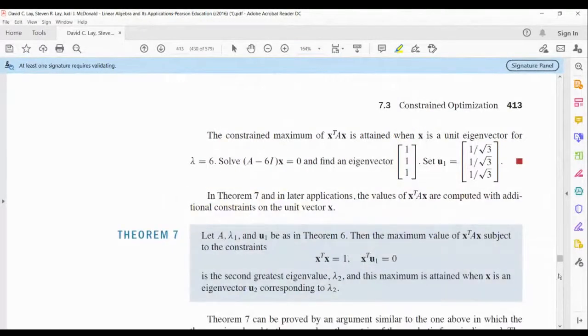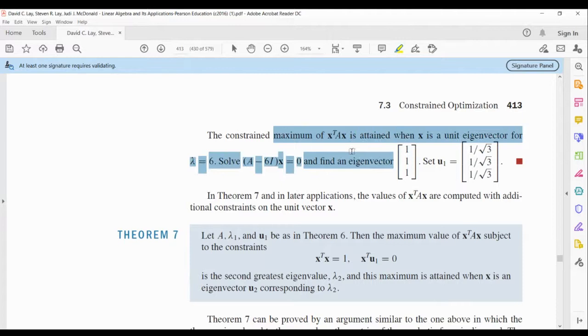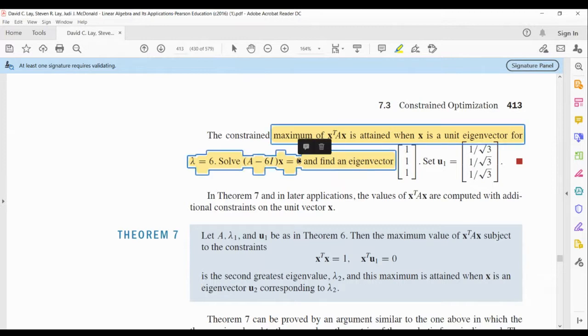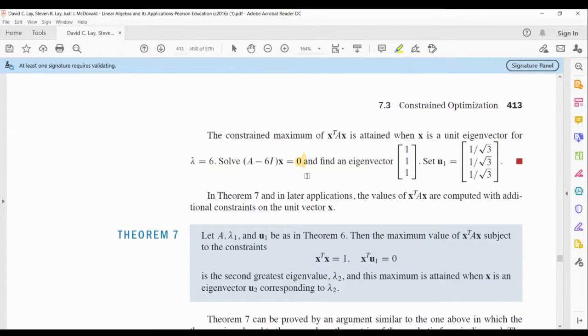So given that, let me go back here. The constrained maximum is obtained when x is the unit eigenvector for lambda equals 6. And so you're going to solve A minus 6I times the vector x equals 0. And they have a little typo here. This 0 should be in bold, right? That's a matrix equation, so that should be in bold. And when they solve it, they get an eigenvector 1, 1, 1, and so the unit eigenvector is going to be 1 over root 3, 1 over root 3, 1 over root 3.